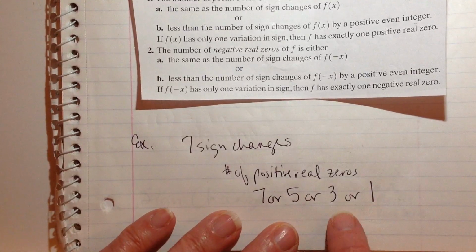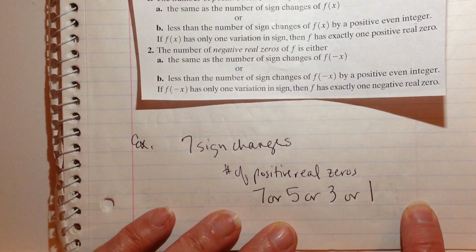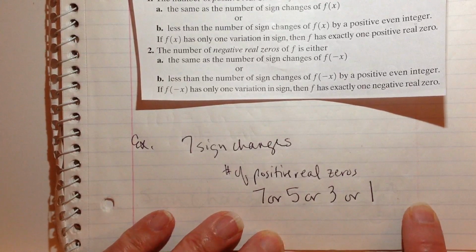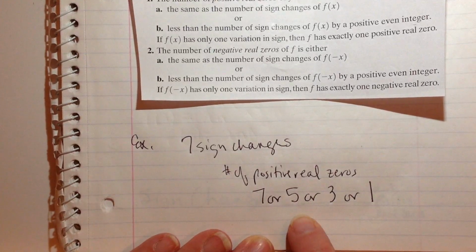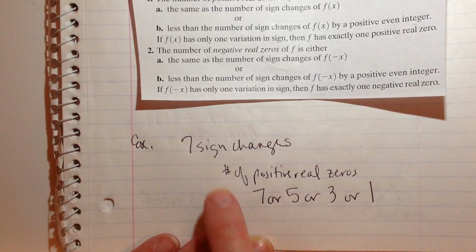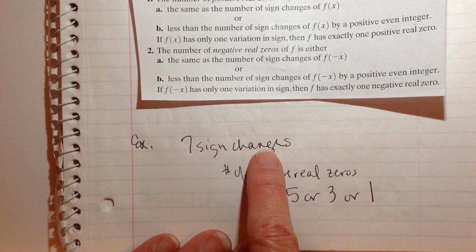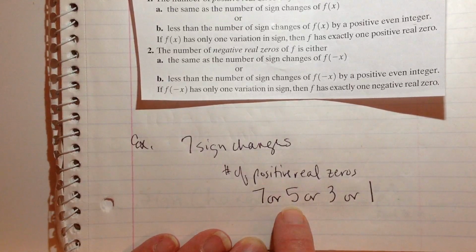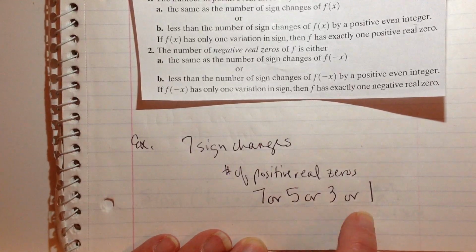So you always subtract down as far as you can till you get as close as possible to 0, but not below 0. So how many sign changes do we have? We had 7. So if a polynomial had 7 sign changes, the number of positive real zeros would either be 7 or 5 or 3 or 1.